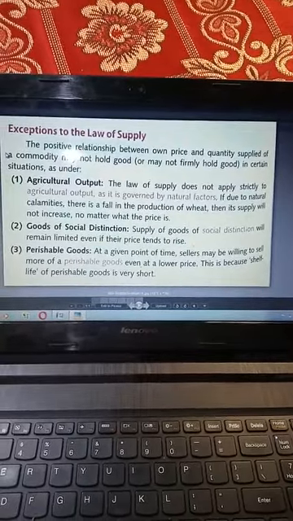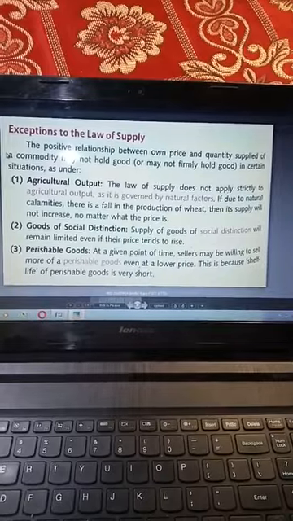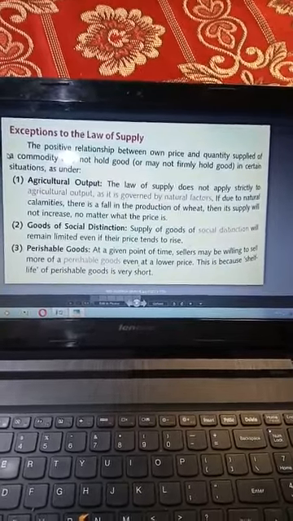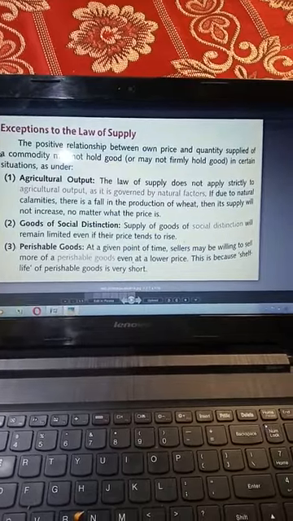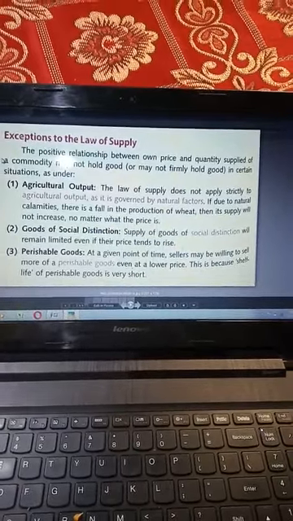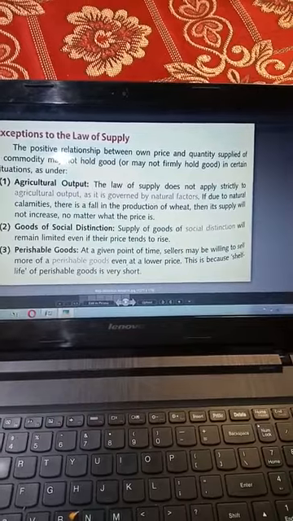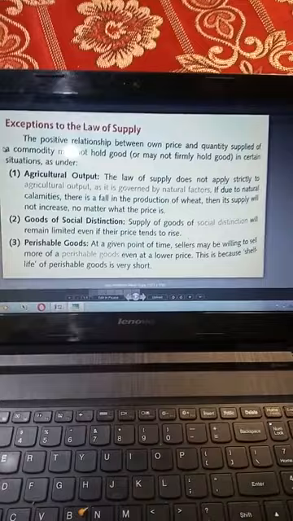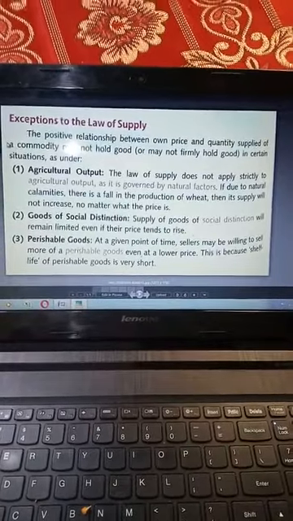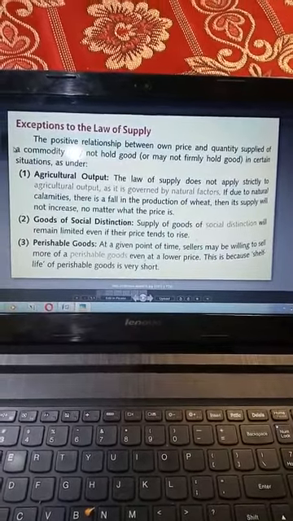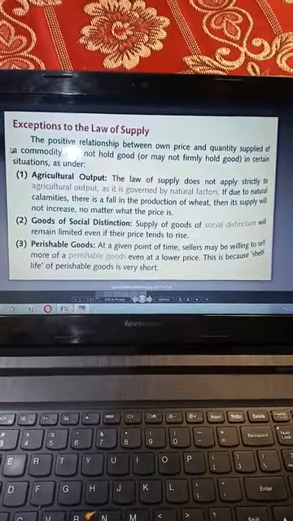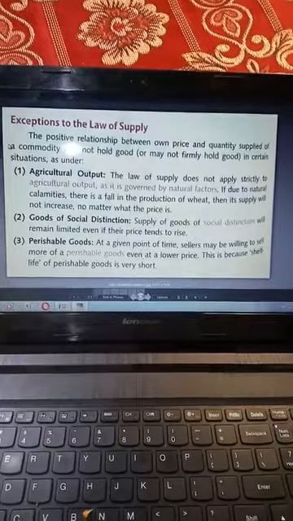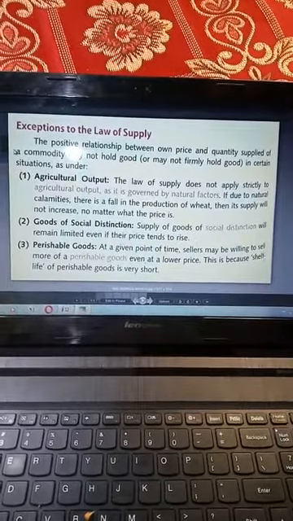If due to natural calamities there is a fall in the production of wheat, then the supply will not increase, no matter what the price is. Second, for those goods whose social distinction is very high, supply will remain limited even if their price tends to rise. Last point, at a given point of time, sellers may not be willing to sell more of a perishable good even at a higher price. This is because the shelf life of perishable goods is very short.